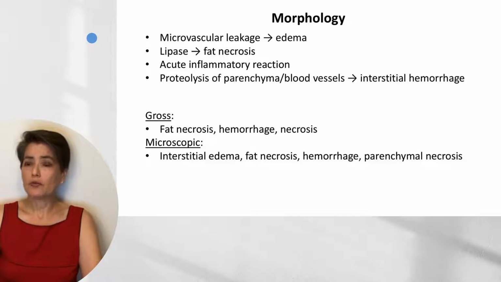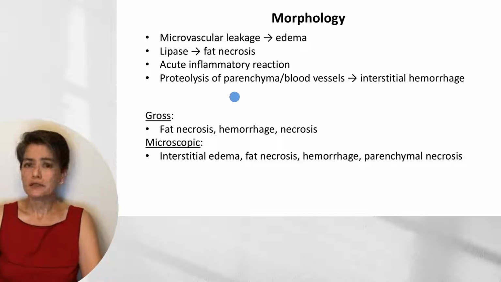So what will we see morphologically? Before we talk about our gross and microscopic findings, let's review the processes so we can anticipate what we will see. We're going to get microvascular leakage, which will lead to edema. We're going to have the release of lipase, which is going to lead to fat necrosis. We're going to have an acute inflammatory reaction, again leading to edema, as well as microscopically we'll see inflammatory infiltrate.